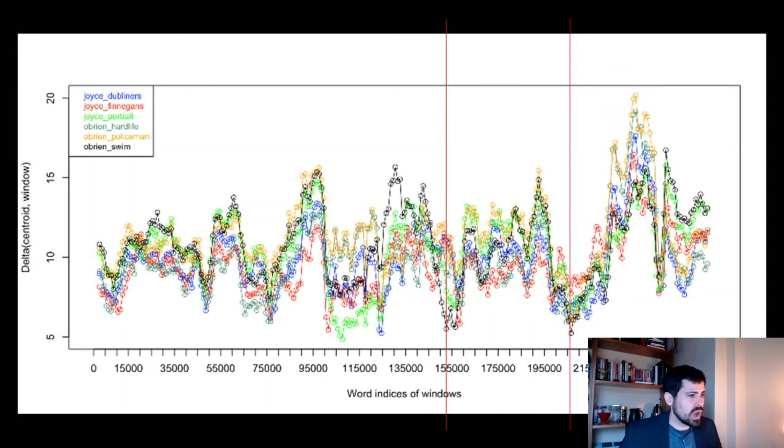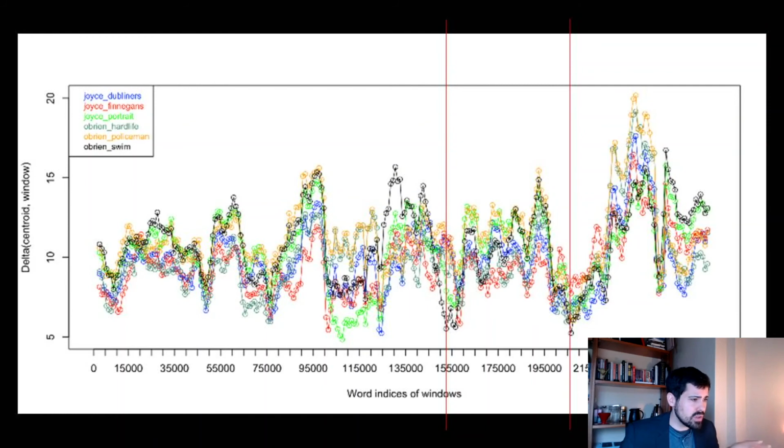So to see what is going on here, we did what is called a rolling delta analysis, which is used to compare the style of one or multiple texts against one text, okay, broken into segments or windows.